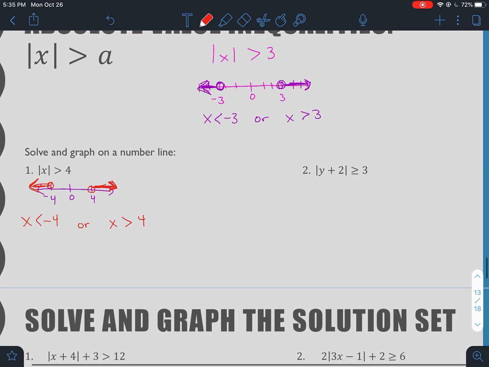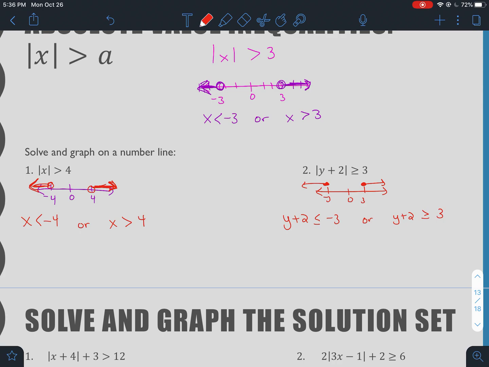What if I need an entire expression to be greater than or equal to a number, its absolute value? So that means that for my two expressions, I need to be greater than 3 away from 0, so I need to be bigger than positive 3 or less than negative 3. So I need y plus 2 to be less than or equal to negative 3, or I need y plus 2 to be greater than or equal to positive 3.